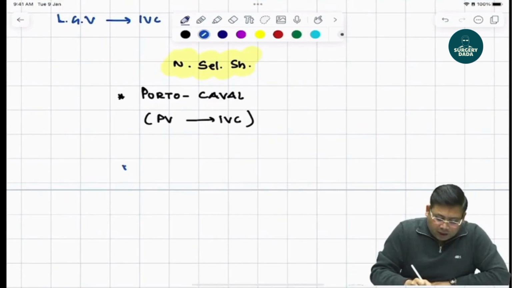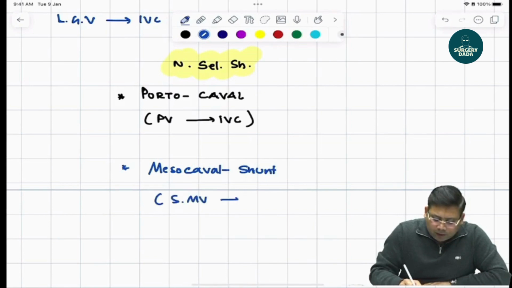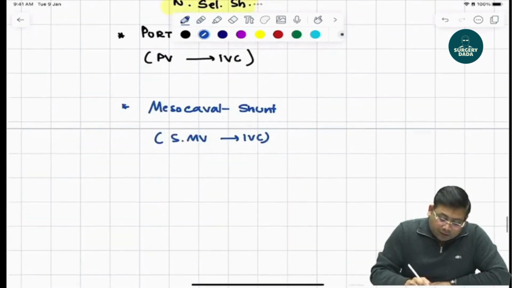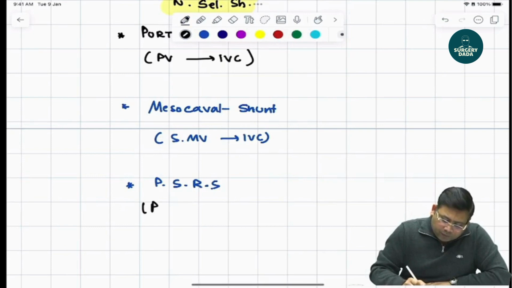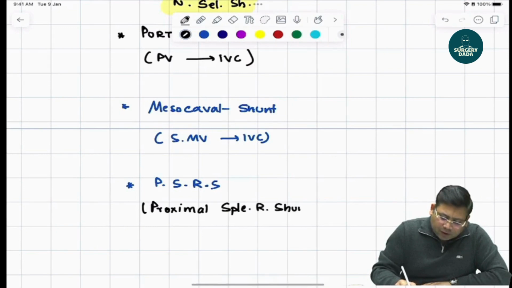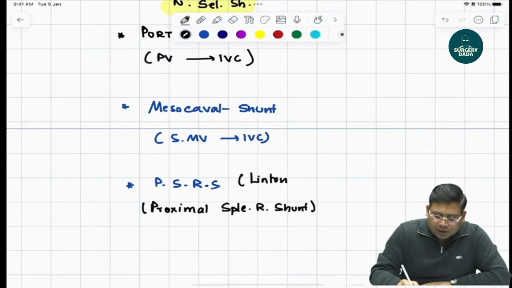Another one is the mesocaval shunt. What is mesocaval shunt? Students, the inferior mesenteric or superior mesenteric vein into the IVC. The third is PSRS. You must have seen DSRS. This is PSRS, which is the proximal splenorenal shunt, also known as Linton's shunt. So this is what is very important.